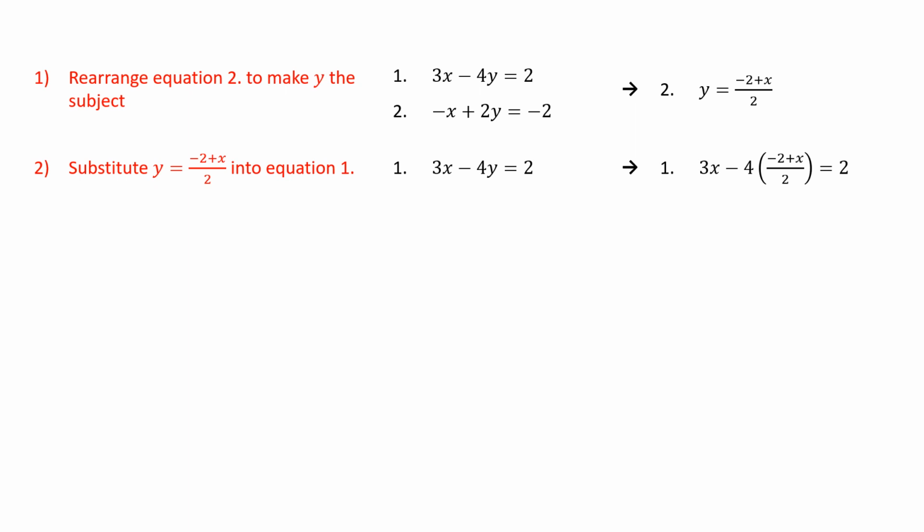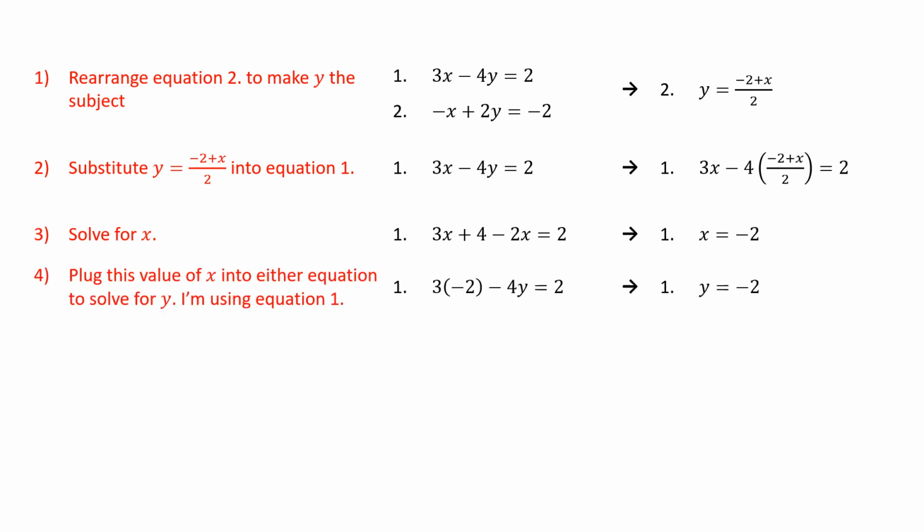So here I've got 3x minus 4y equals 2. So I'm going to plug this value of y that I've just found in there. I do this and I simplify and I solve for x. So I get that x is equal to minus 2. I plug this back into the equation to solve for y now, and I get that y equals minus 2.